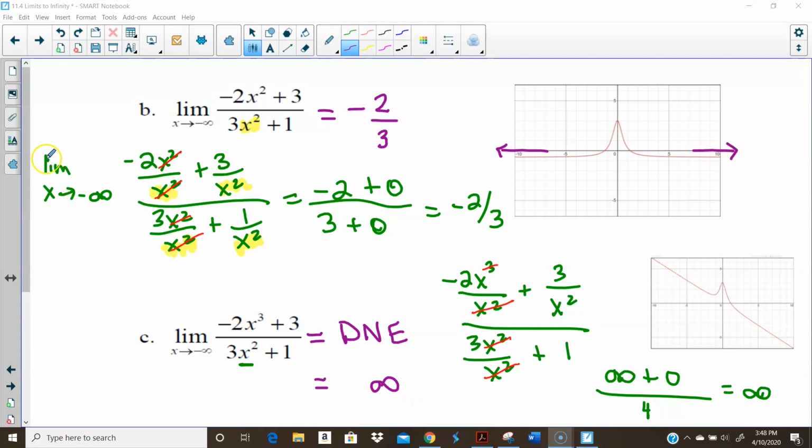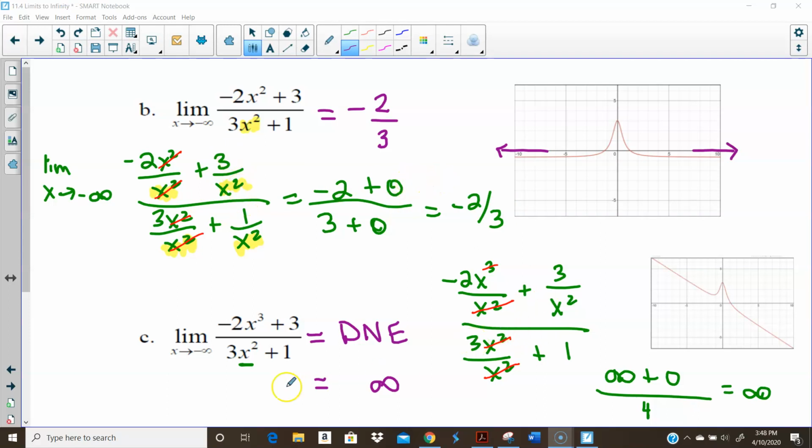I just wanted to show you, I worked out here doing the problems the other way, and that's by dividing everything by the term with the highest degree in the denominator. So this term is x squared. So you can see I divided everything by x squared. I simplified. That left me with negative 2 plus 0 over 3 plus 0, which was also negative 2/3. Again, if you have a fraction and the denominator is really large, that fraction goes to 0.